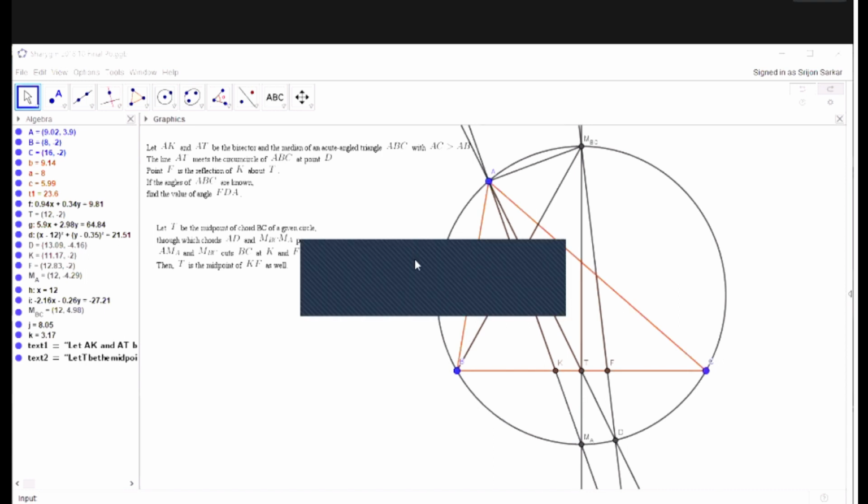This is a problem by Anand Mudgal. Sorry if my pronunciation is wrong. I'm sharing.